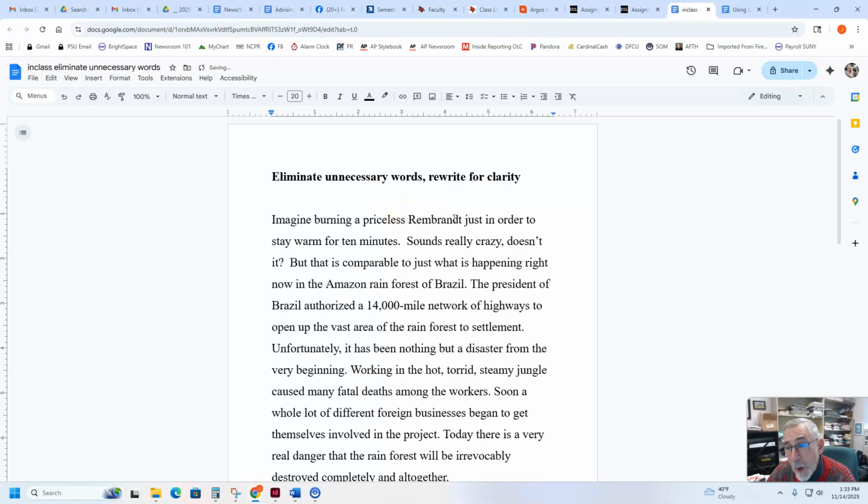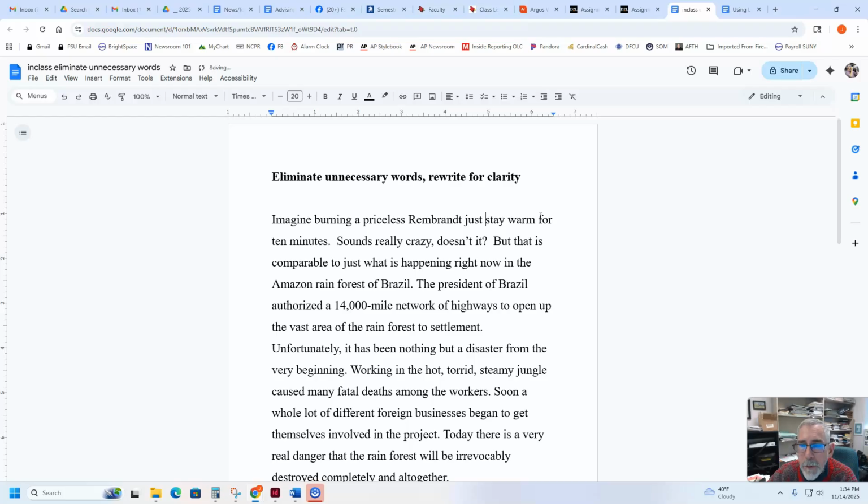I think when we say Rembrandt, we know it is a painting. Or we could even just say a Rembrandt, and we know it would be priceless because Rembrandt is an extremely famous painter, right? But we could leave it like that. When you're removing clutter, sometimes you can remove too much and make a sentence completely compact and dense. You need to have a little air sometimes in sentences. But imagine burning a priceless Rembrandt just in order to. Well, we know that in order to is almost always removed. Just to stay warm? How about, I should have left to, but how about to stay warm for 10 minutes?